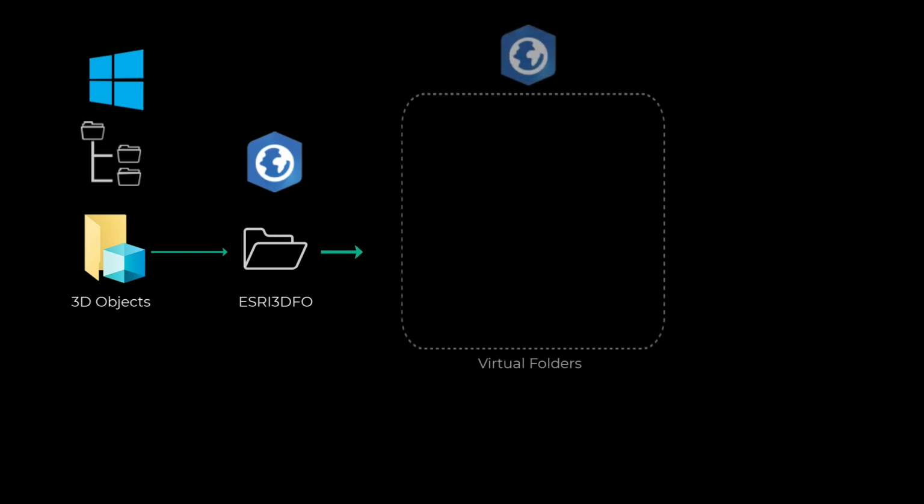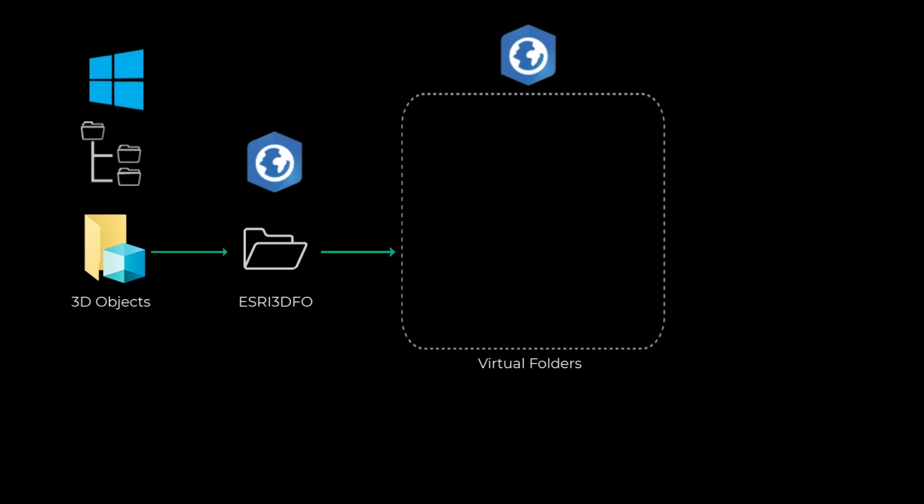The virtual folders and files you will be working with are in a dedicated Windows folder called 3D Objects. Within the 3D Objects folder is another physical folder called Esri 3DFO. When an ArcGIS Pro project with 3D feature objects is opened, virtual folders corresponding to the project become available in the 3D Objects folder.